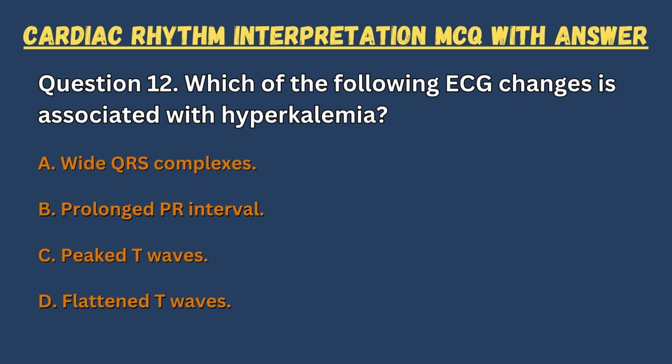Question 12. Which of the following ECG changes is associated with hyperkalemia? A. Wide QRS complexes. B. Prolonged PR interval. C. Peaked T waves. D. Flattened T waves.